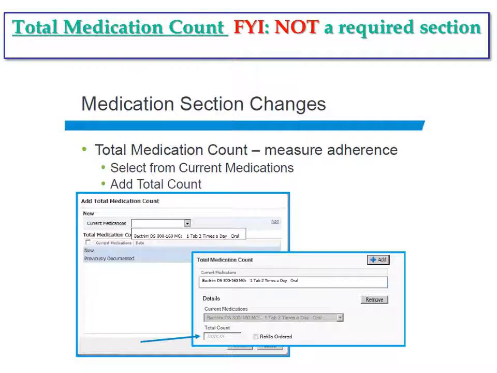We do not have an agency policy that's stating that you do need to count meds. If you consider that something that you feel you need to do to make sure that the patient is taking the meds as prescribed and you want to use this, you can, but it's not required. So I just wanted to make that mention.